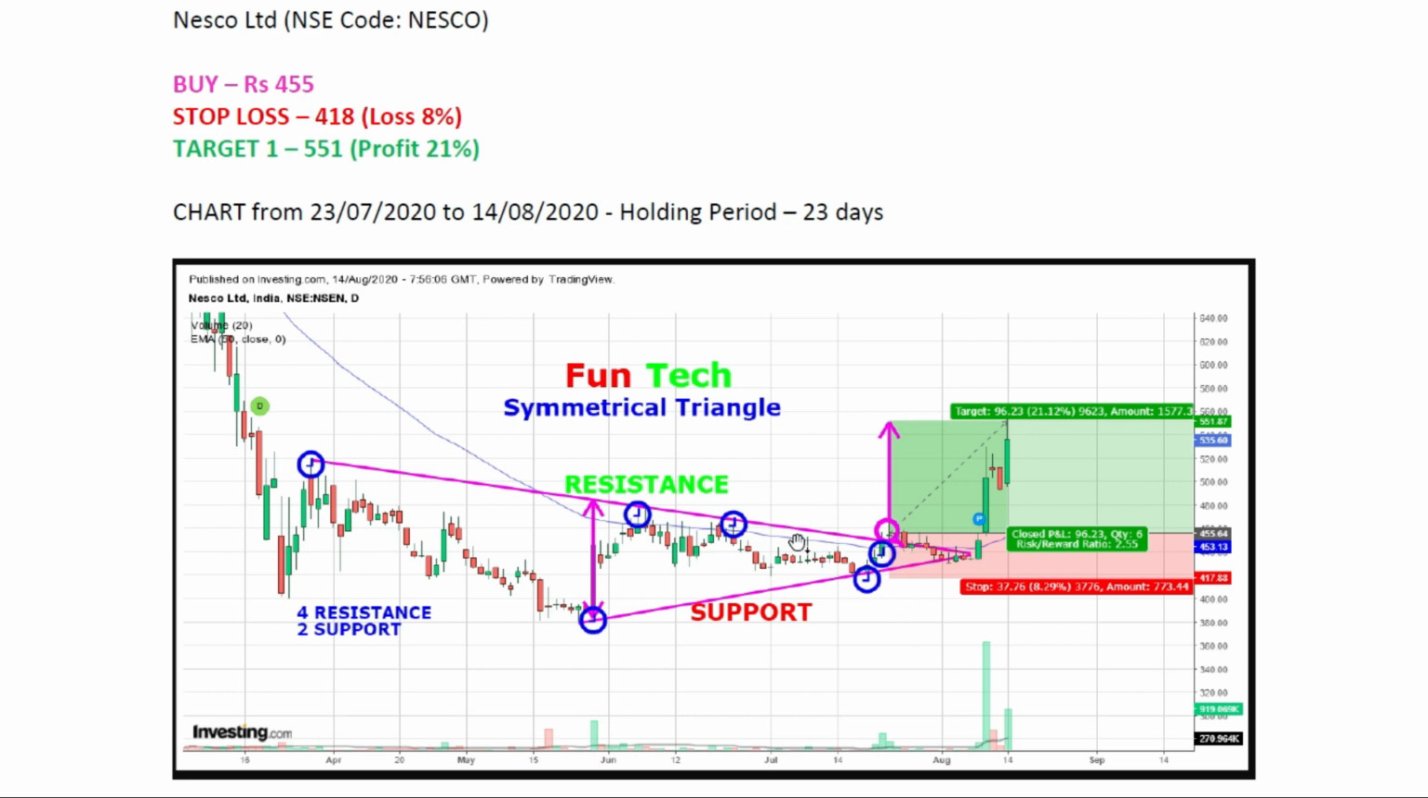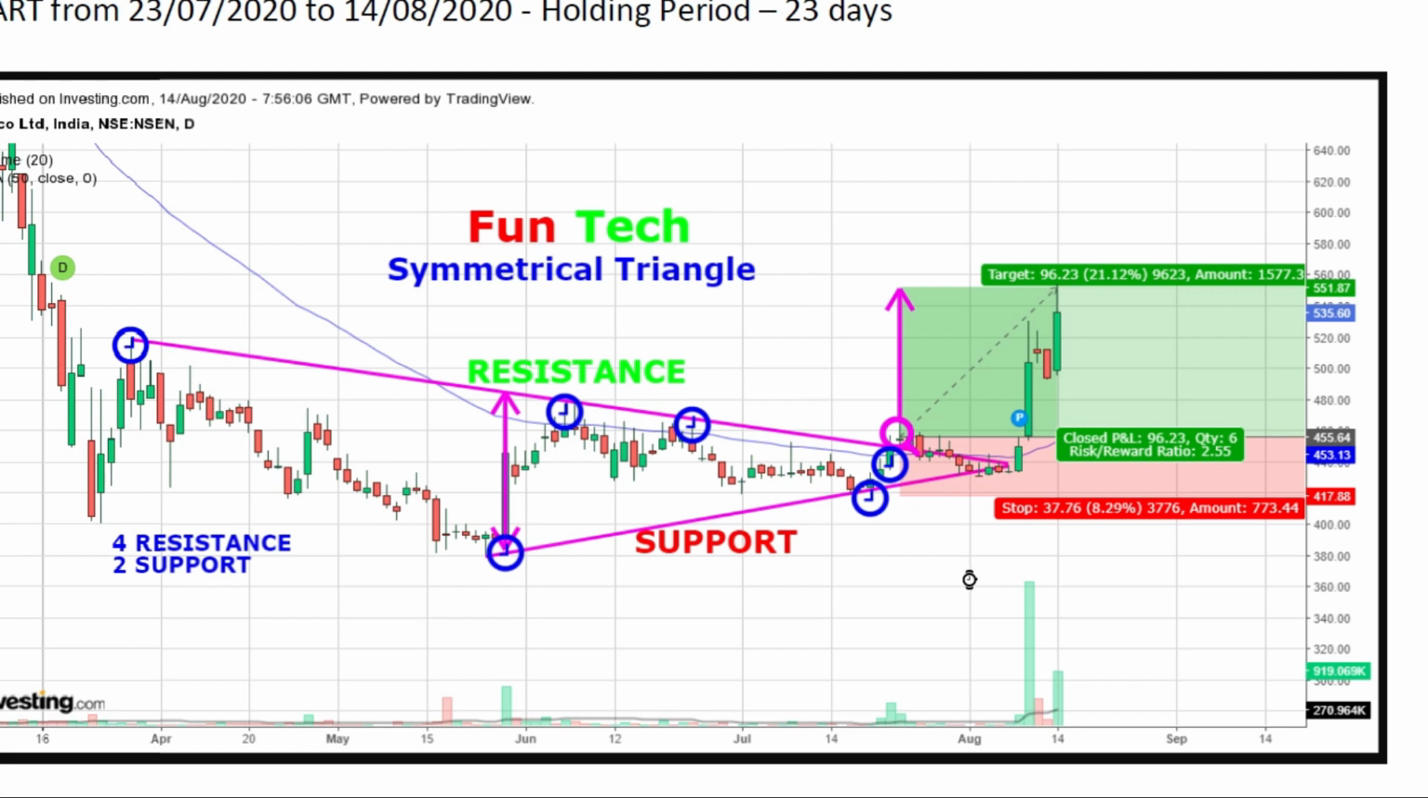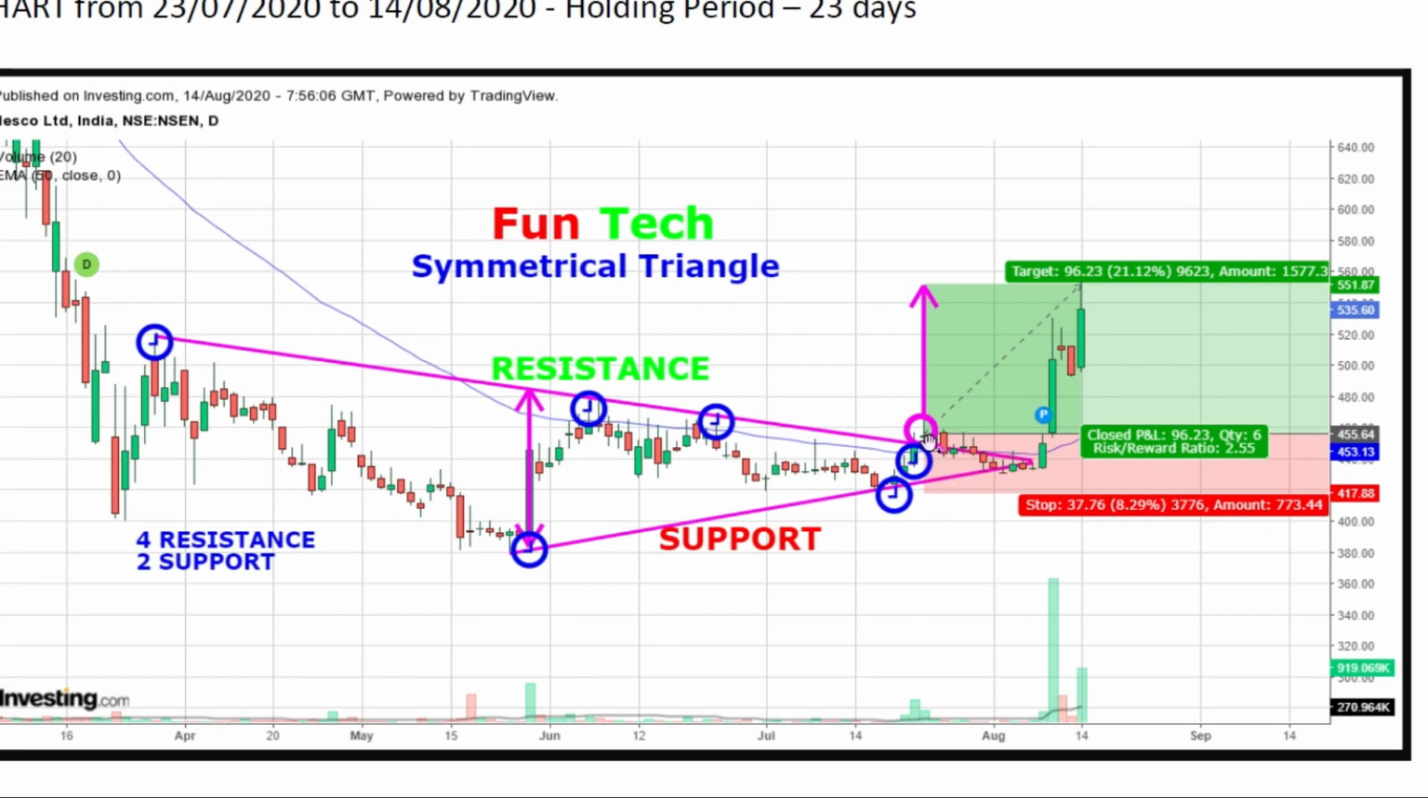When the price crosses this resistance, that is a breakout, we need to take buy, and the stop loss can be below the support line. So take buy here and then keep the stop loss below this support line, and the target is the height of this pattern. I have just marked it in purple color.